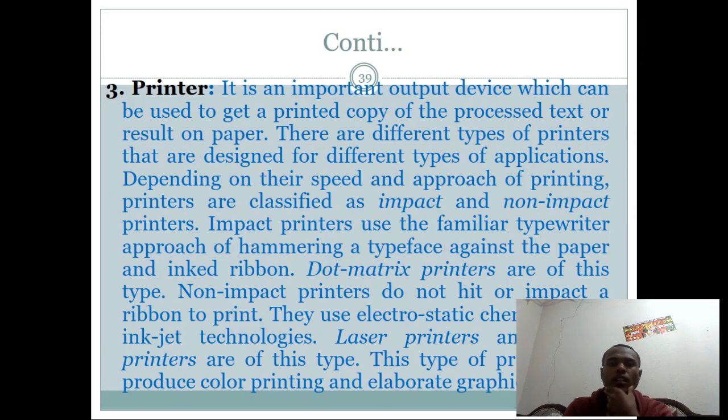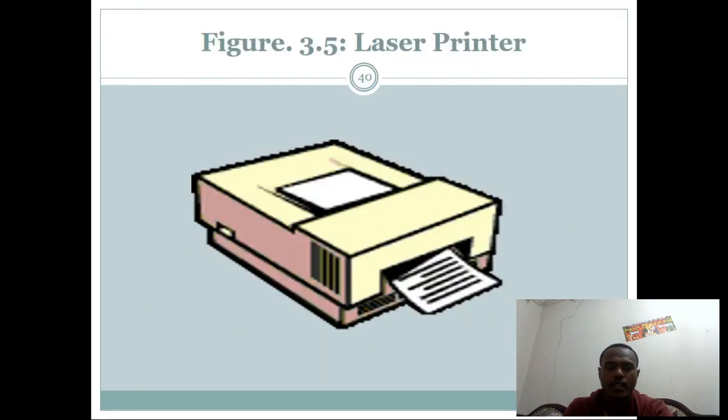The third one is the printer. It is an important output device by which you print documents. It can be impact or non-impact printer. An impact printer uses the familiar typewriter approach of hammering a typeface against the paper and the ink ribbon. Non-impact printers include laser printers and ink printers. Here is an example. Here is a figure.